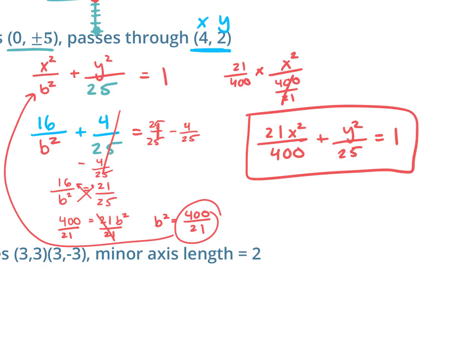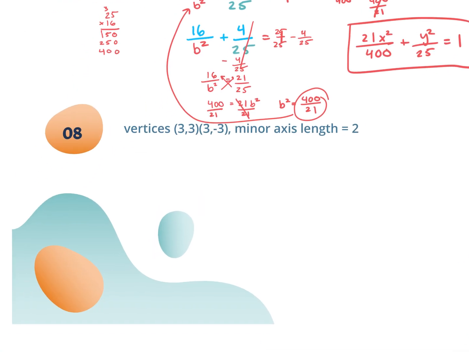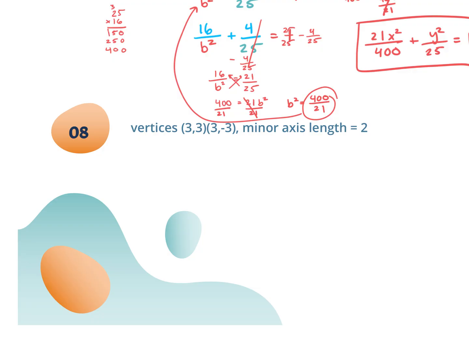It's not pretty numbers, but that's how you would solve something like this. So with number 8, let's start by graphing it. Our vertices are at 3, 3, and 3, negative 3. So our vertices go up and down here.